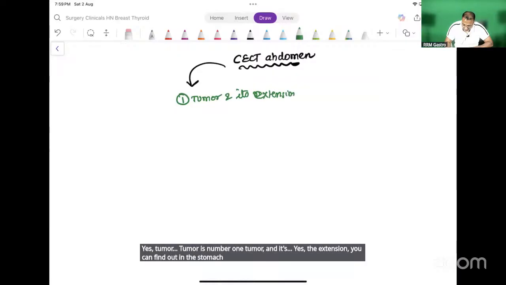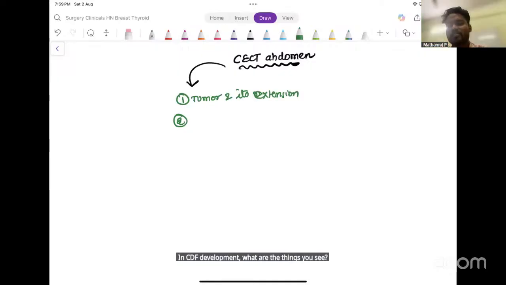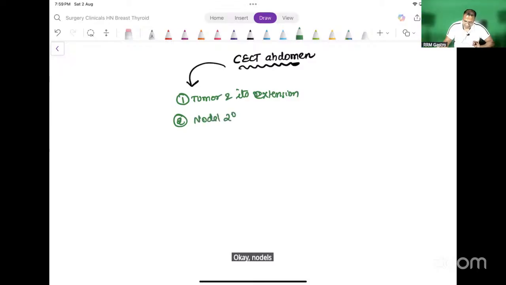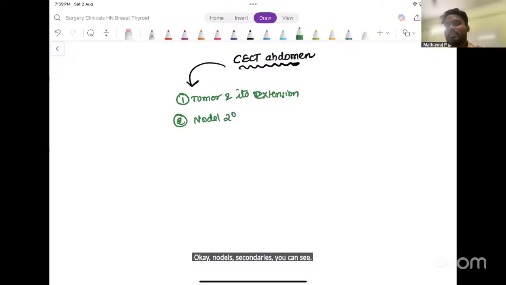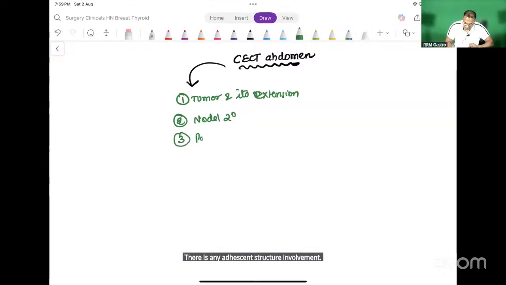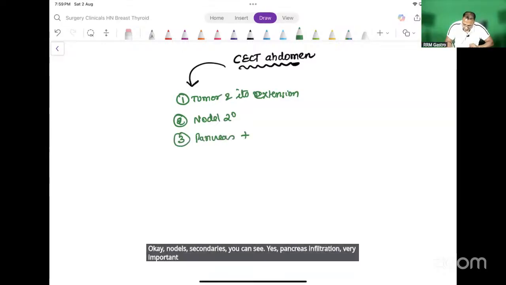Then what are the other things I want to see? You should always be able to tell at least 5 points. In CT abdomen, we see if there is any nodal involvement, nodal secondaries. Is there any adjacent structure involvement? Pancreas infiltration is very important. Pancreas infiltration, colon infiltration, all those things I will see.